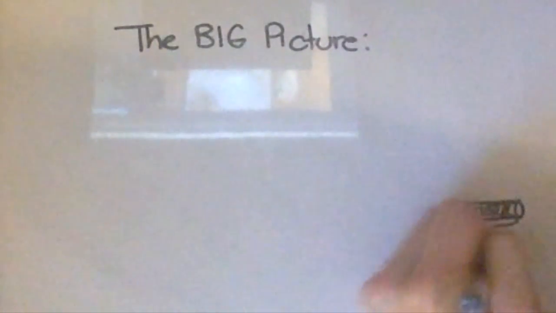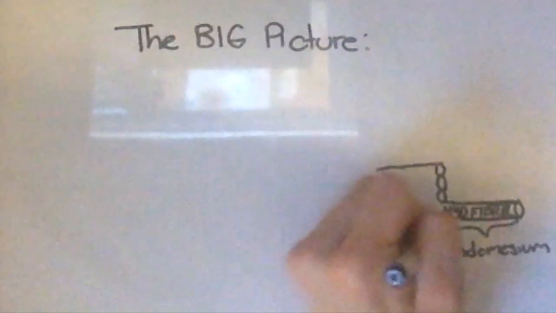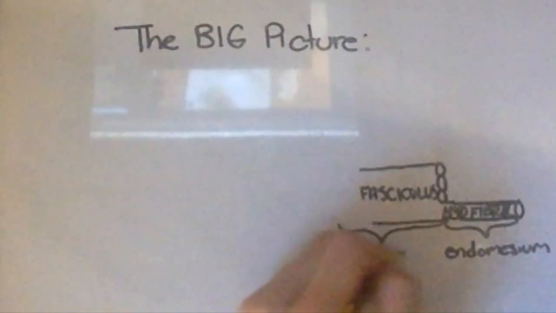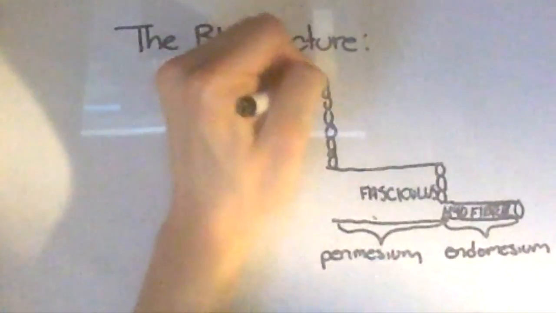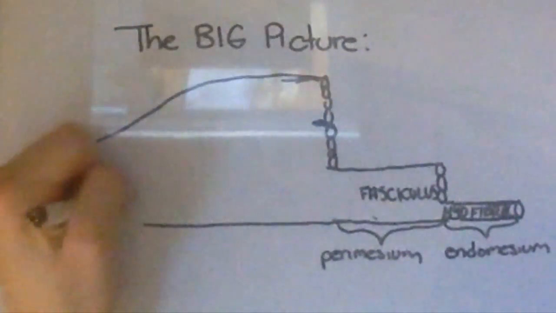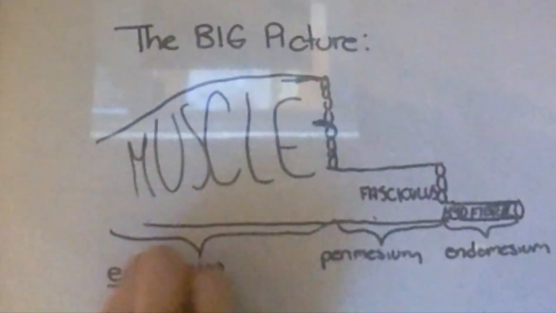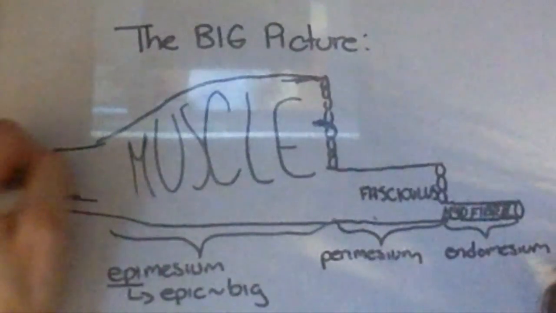Each fiber is contained in a fine connective tissue wrapping called the endomysium. The fasciculus, which is a bundle of fibers, is contained in a coarser fibrous wrapping called the perimysium. And finally, several of these bundles are contained in more tissue called the epimysium. It's all pretty epic. Get it?